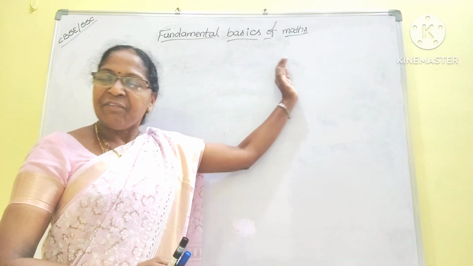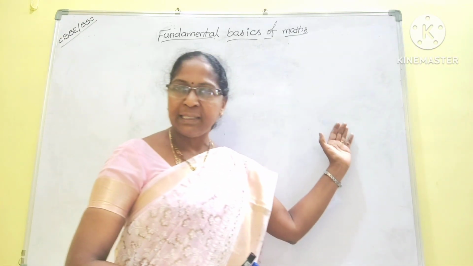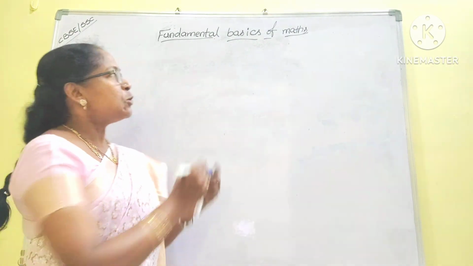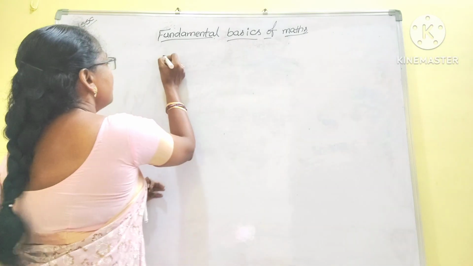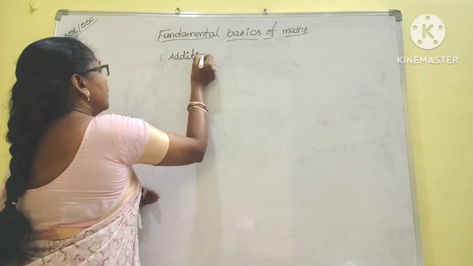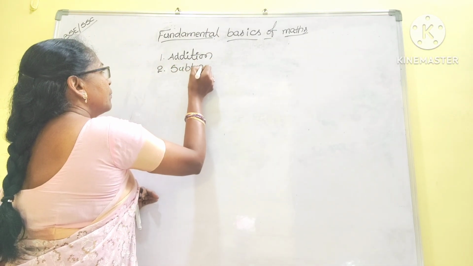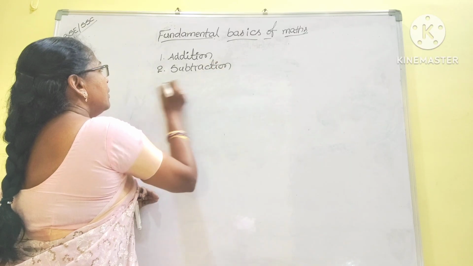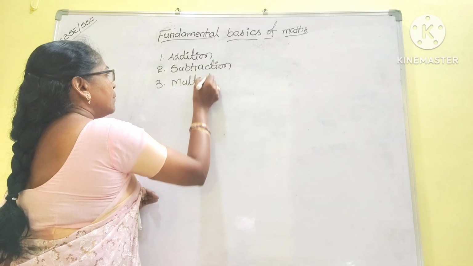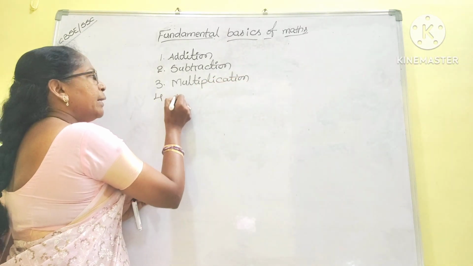If each student knows these operations properly, then they can understand maths easily. Without confusion, they can solve the problems easily. So let us start now on how to operate. First one is addition. Second one is subtraction. Third one is multiplication. Fourth one is division.